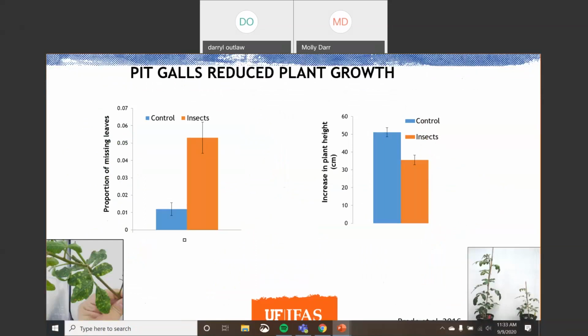Okay, so this is more research by my graduate student and a couple of her collaborators. On the left graph, we have proportion of missing leaves. The orange bar is plants that had insects, and the blue bars are control. So you see there's a much higher proportion of missing leaves in plants that have insects. And over on the right, we have increase in plant height, so plant growth. Control plants definitely increased in height more than those with insects. All right, next.